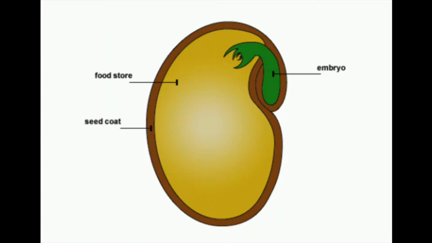The seed contains a couple parts. First, it contains the embryo, which is the tiny baby plant. It contains an outer coat called the seed coat that protects the baby plant, and it also contains a bunch of food for the baby plant to be able to grow.